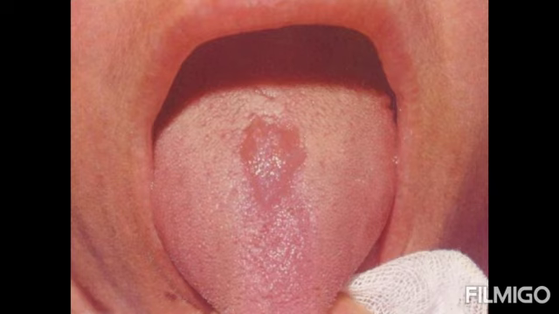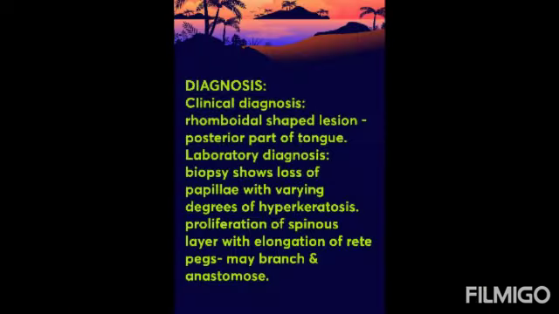This picture shows median rhomboid glossitis presenting on the dorsal surface of the tongue in the central portion. And the important point is, it is also known as kissing lesion because it produces erythema on the soft palate. When the median rhomboid glossitis touches the palate, it produces soft palate erythema. So it is called a kissing lesion.